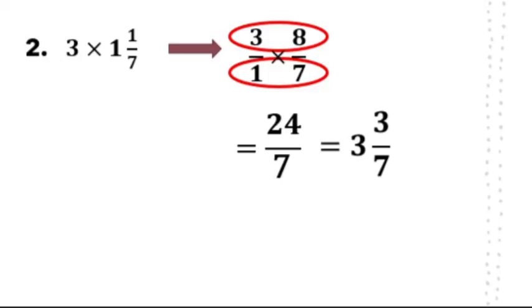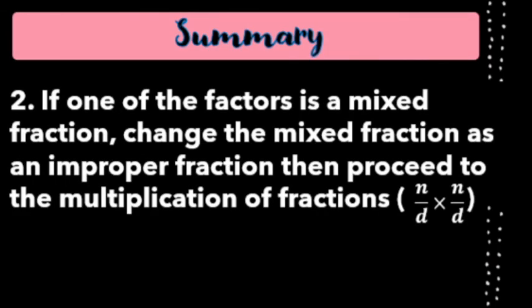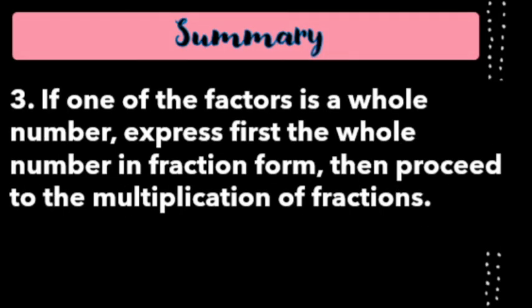To sum it up, to multiply fractions, we multiply the numerators, then we also multiply the denominators. If one of the factors is a mixed fraction, change the mixed fraction as an improper fraction, then proceed to the multiplication of fractions. If one of the factors is a whole number, express first the whole number in fraction form, then proceed to multiplication of fractions.